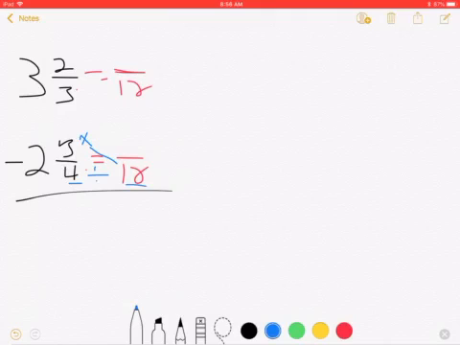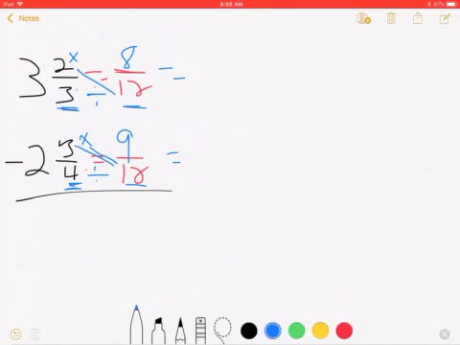So 4 divides into 12 3 times. The answer is always there. 3 times 3 equals 9. So 9/12 is equivalent to 3/4. Now we have to do the same at the top, right? 3 divides into 12 4 times. The answer is always here. 4 times 2 equals 8. So 2/3 is equivalent to 8/12.